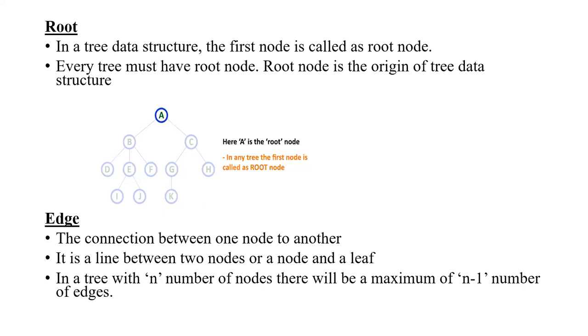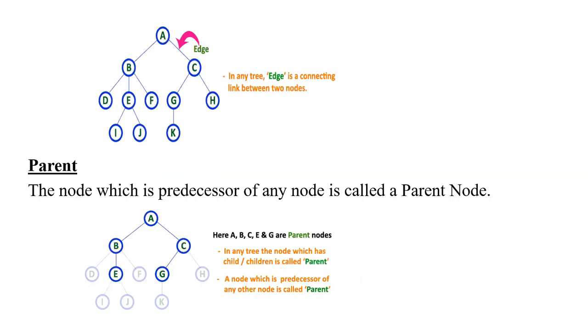Edge. The connection between one node and another is called an edge. It is a line between two nodes or a node and a leaf. In a tree with n nodes, there will be a maximum of n minus 1 edges. So in this diagram, the lines connecting the nodes A and C, C and H, and so on, are called edges.